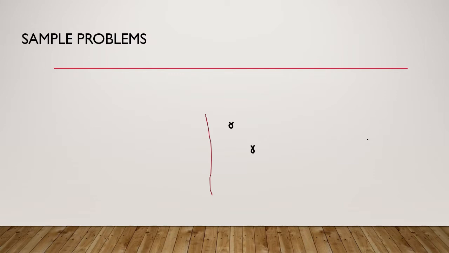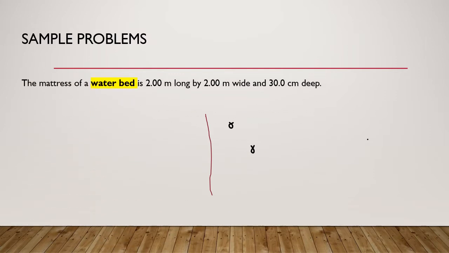Problem 1. The mattress of a waterbed is 2 meters long by 2 meters wide and 30 centimeters deep. Find the weight of the water in the mattress. Okay, we are given a mattress. Ano ba yung mattress? Di waterbed daw, ano? So, yung mattress daw, siya ay, ito yung waterbed.